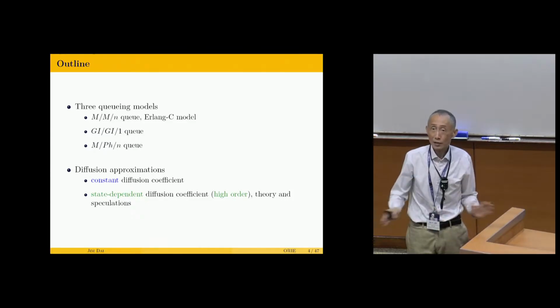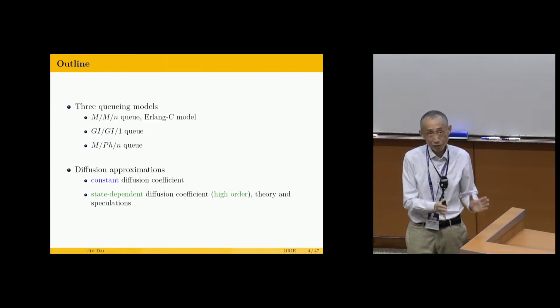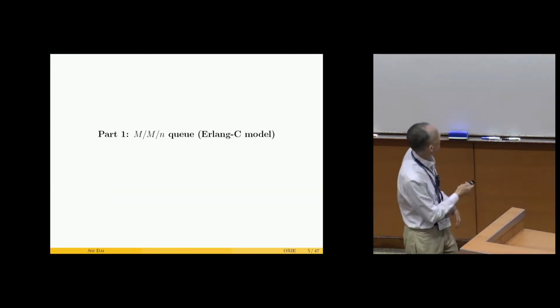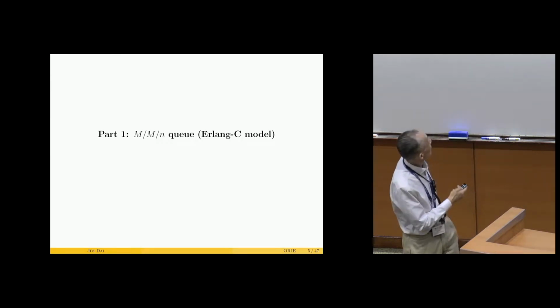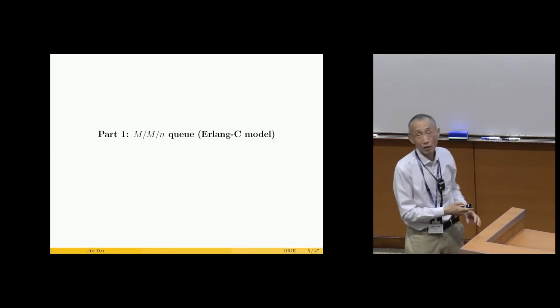Asymptotically, there is no difference. If you go to some limit, they have the same kind of limit. But for the pre-limit finite system, they can make a big difference, and I hope I can illustrate that a bit later. Let me first focus on the first queuing model, the so-called M/M/N model or queue.